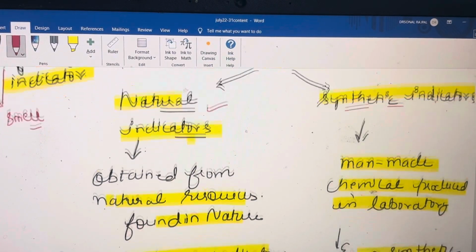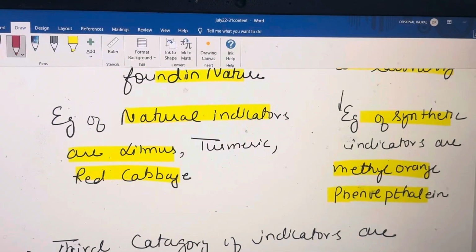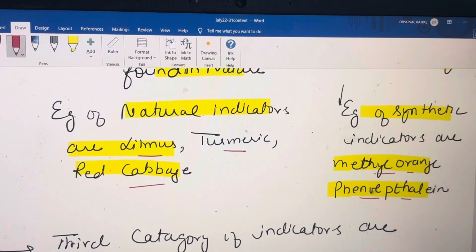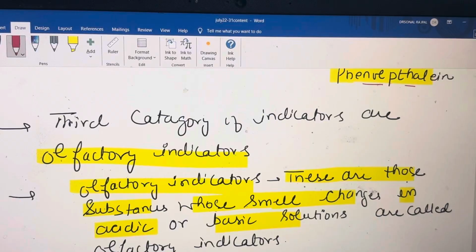So students, examples of natural indicators which you can obtain from nature are litmus, turmeric and red cabbage. And the synthetic indicators which can be produced in the laboratories are methyl orange and phenolphthalein. And the third category of indicators is olfactory indicators.